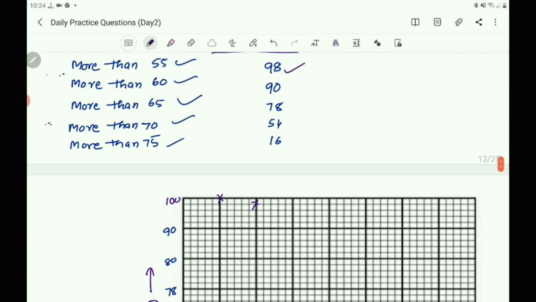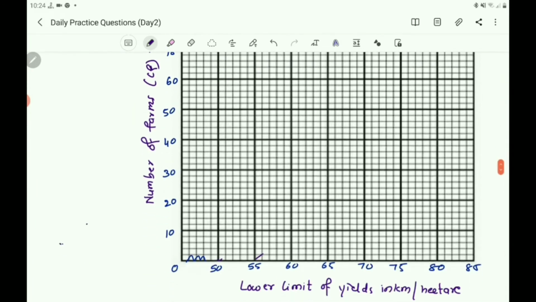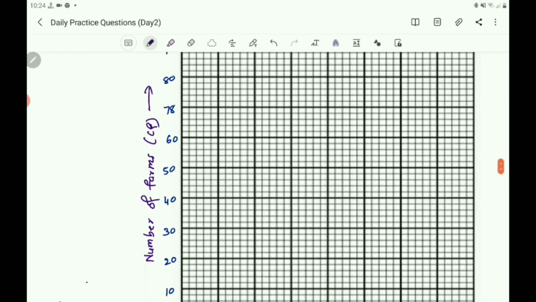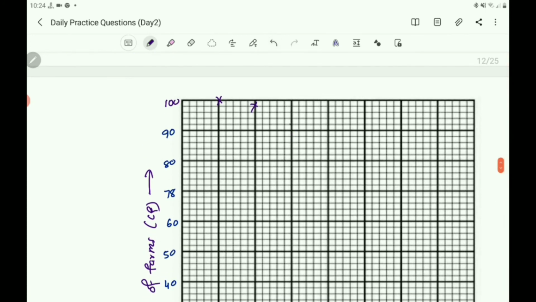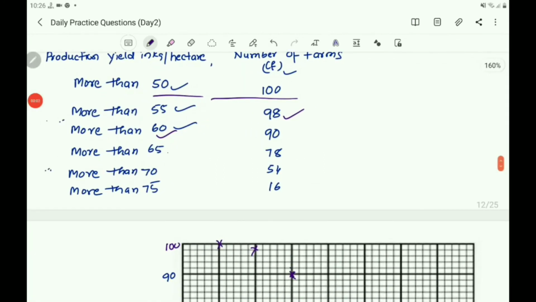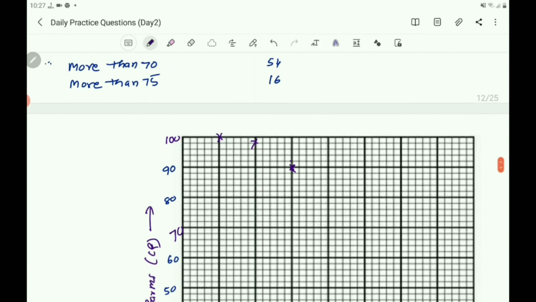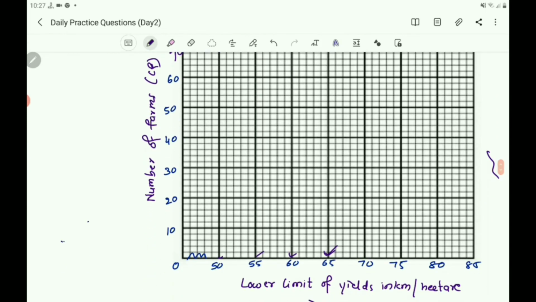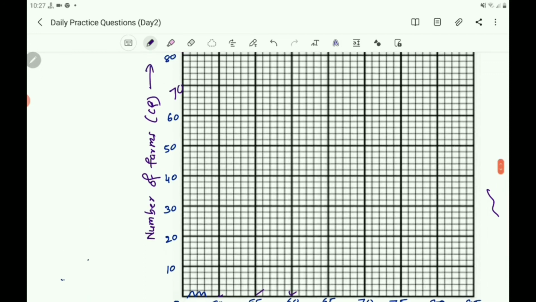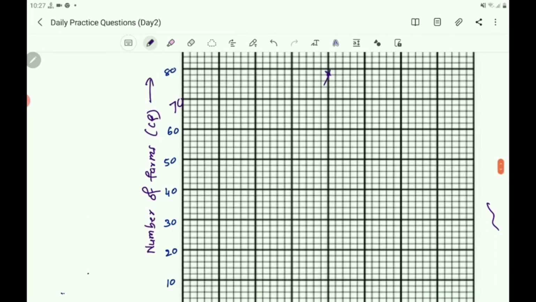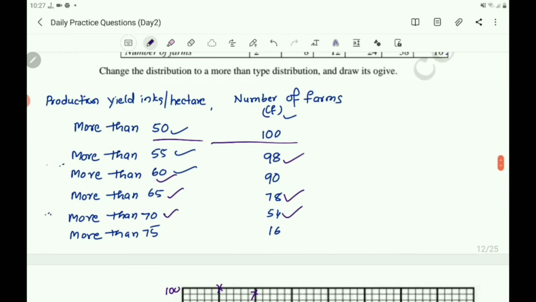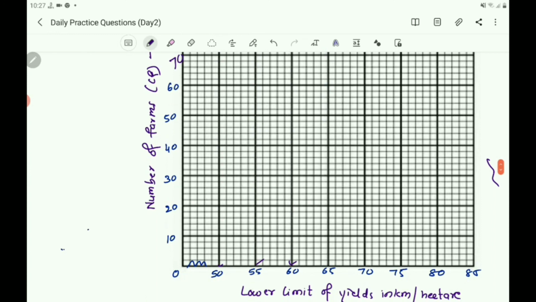Then 60, 90. 60 is here. Go straight to 90. This is 90. Then 65, 78. So 65 is here. Go straight to 78. So 78 comes here. Then 70, 54. So 70 is here. 54 comes here.